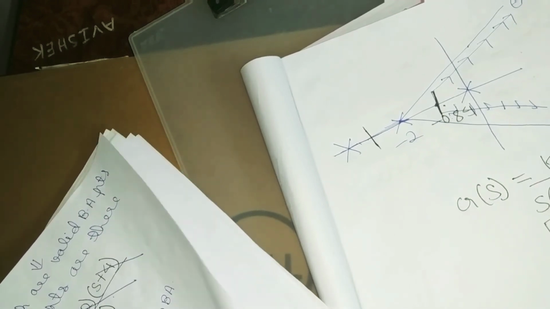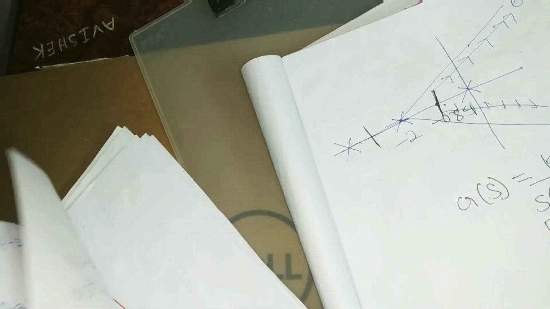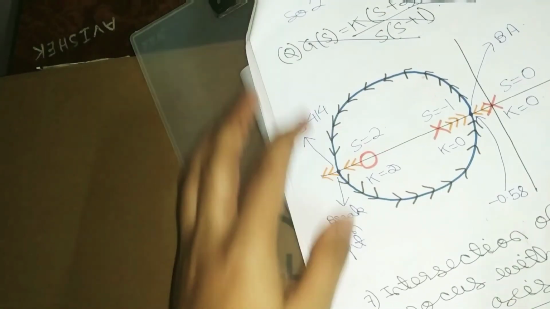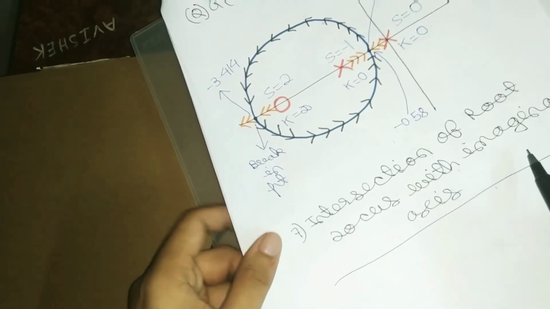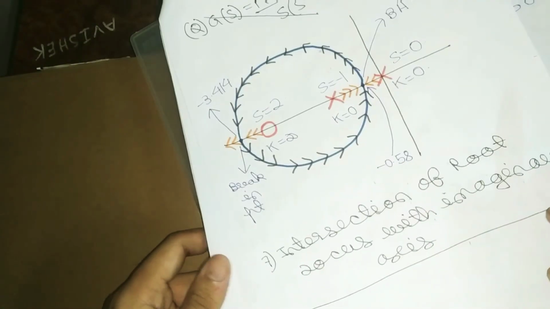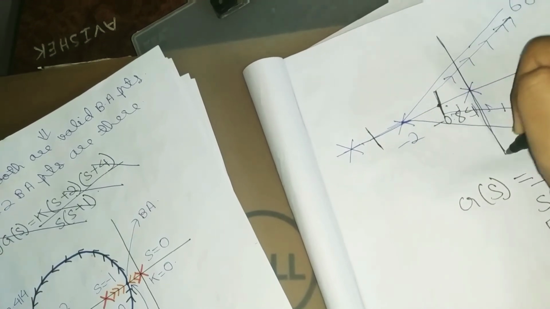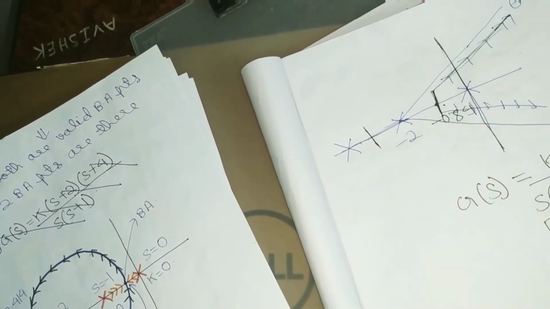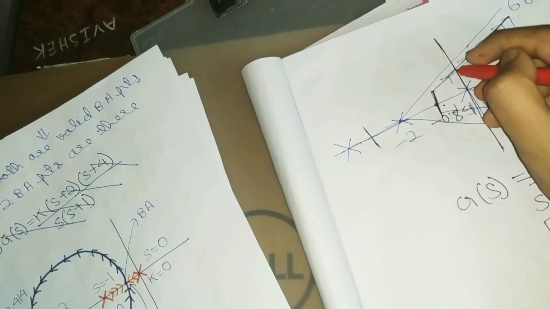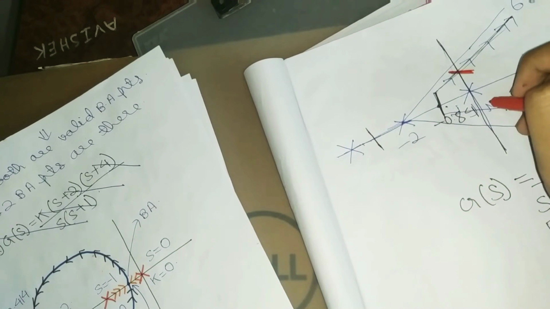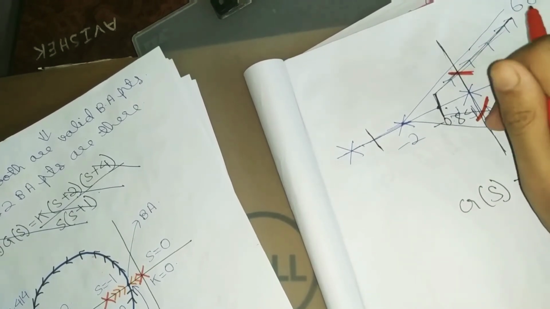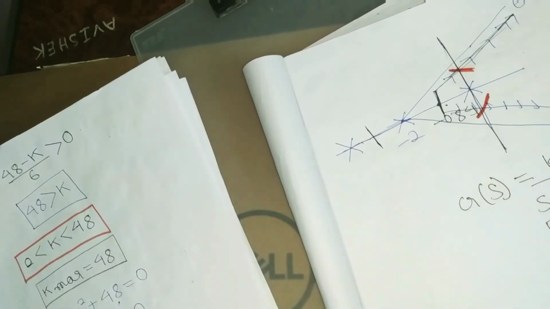Similarly, you have to solve this like this. Then comes the intersection of the root locus with the imaginary axis. See, this is the root locus, and this is the imaginary axis. You have to find the intersection portion, means this and this. So what is the value at this intersection? You have to find it through the Routh-Hurwitz criterion.